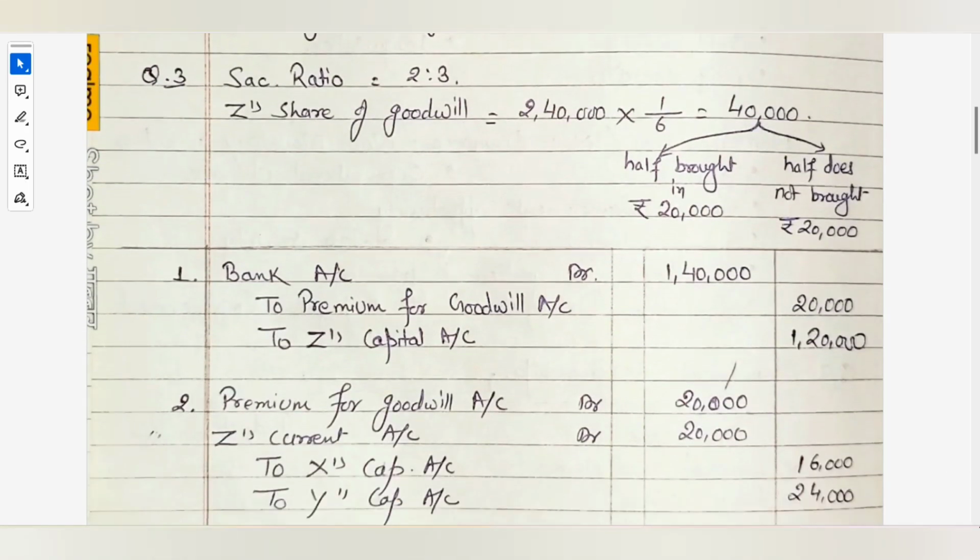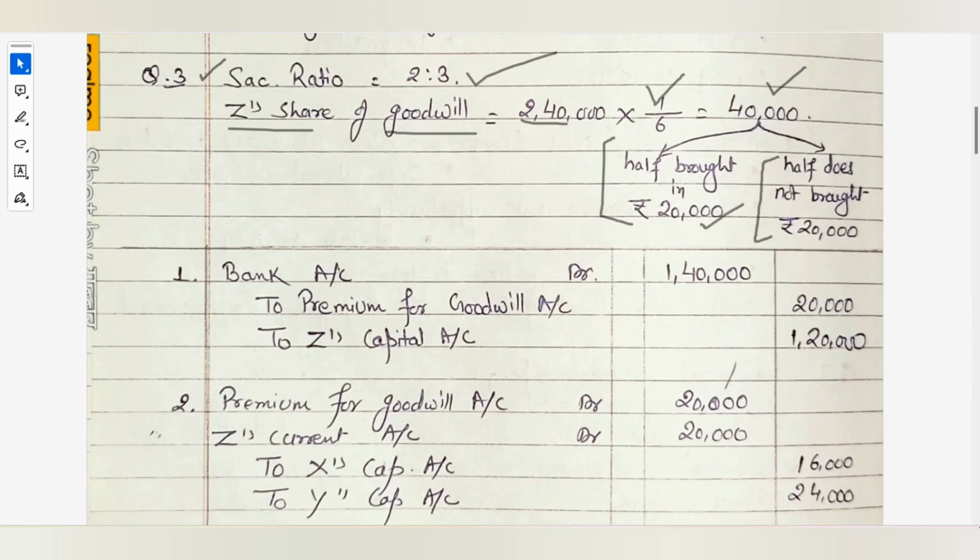So here it is. As I already told you, it is clearly mentioned that the sacrifice ratio in the question is 2:3. First of all, we need to calculate the new partner's share of goodwill. Goodwill of the firm in this question is given as rupees 2,40,000, and the incoming partner has a share of 1/6. So the new partner's share of goodwill will be rupees 40,000. But as mentioned in the question, he has brought only half of his share. That means out of 40,000, only 20,000 he has brought, and the remaining 20,000 he hasn't brought into the firm.